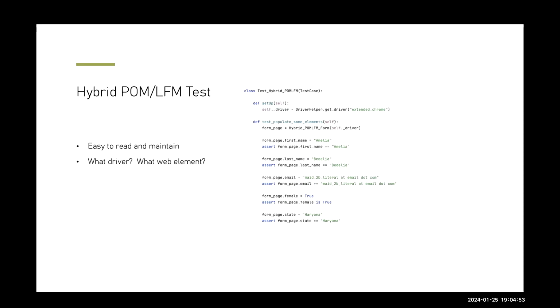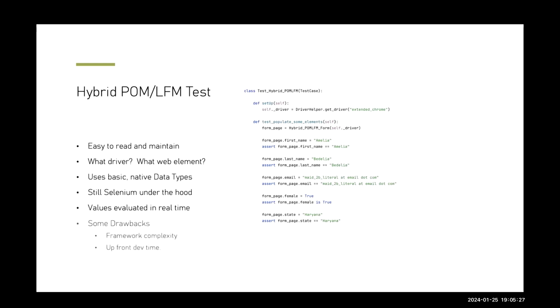What driver? What element? You see an element being referenced here? No, you're just seeing standard data types. So we said basic native data types, still Selenium or whatever UI automation framework you're using under the hood. Still the same code, just represented differently. Also, another benefit of this design is that you can have your values evaluated in real time. And I can show you that when we get to the actual demo.